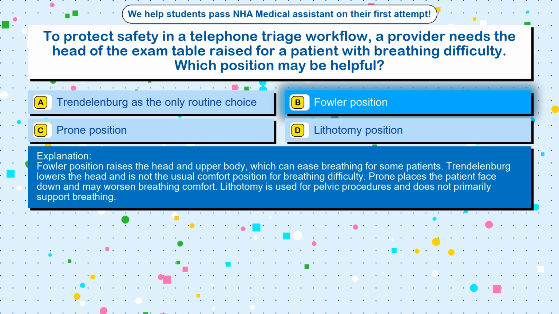Fowler position raises the head and upper body, which can ease breathing for some patients. Trendelenburg lowers the head and is not the usual comfort position for breathing difficulty. Prone places the patient face down and may worsen breathing comfort. Lithotomy is used for pelvic procedures and does not primarily support breathing.